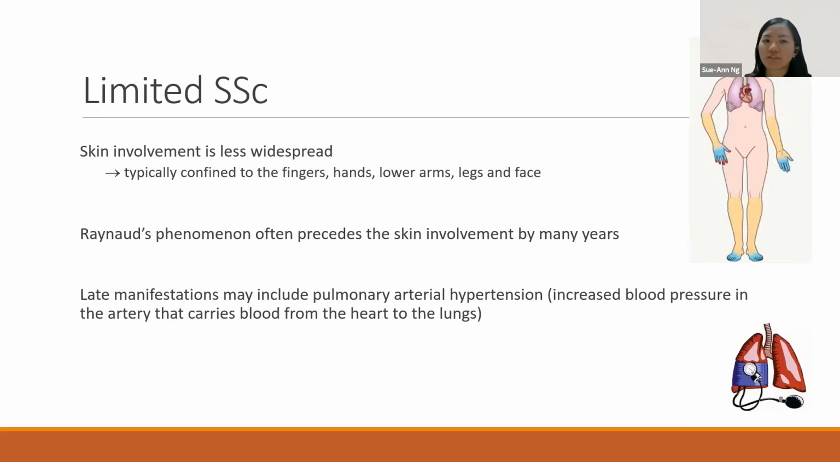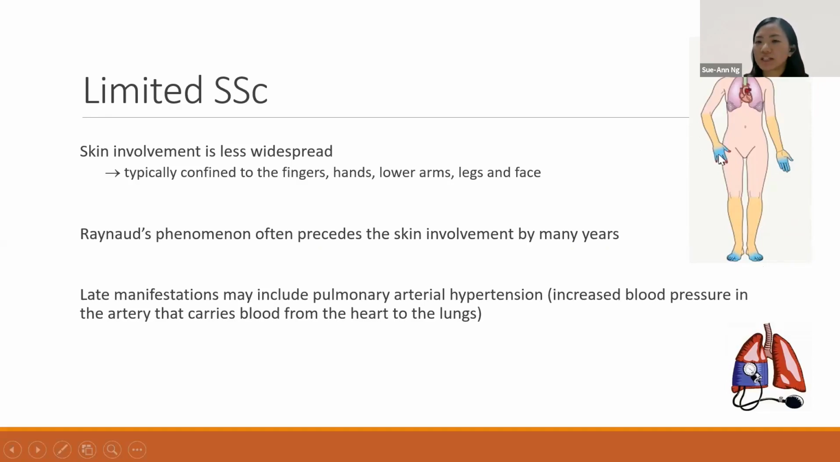So the first one, as I've mentioned, is limited systemic sclerosis. The skin involvement, as I mentioned, is less widespread. If you look at the figure here, the areas denoted by the skin color is where the skin involvement typically occurs. The fingers, I've labeled them bluish here because of Raynaud's that we talked about earlier. They can turn blue or white in response to cold temperatures or during periods of emotional stress.